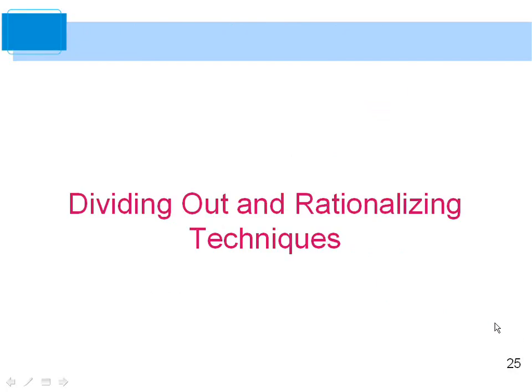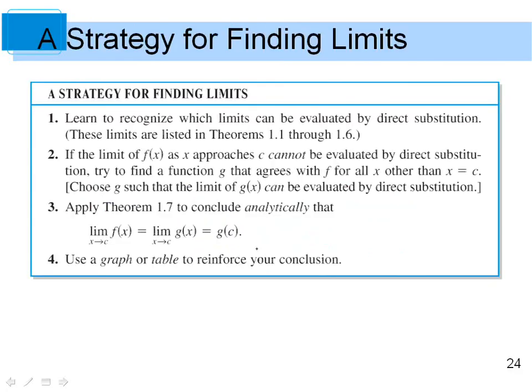So here then, going back one, is a strategy for how to find limits. This is just one strategy. Learn to recognize which limits can be evaluated by direct substitution, which we talked about. So we had all those theorems in the last section that can be evaluated by direct substitution. All of these are in theorems 1.1 through 1.6. We looked at all those in the last video.